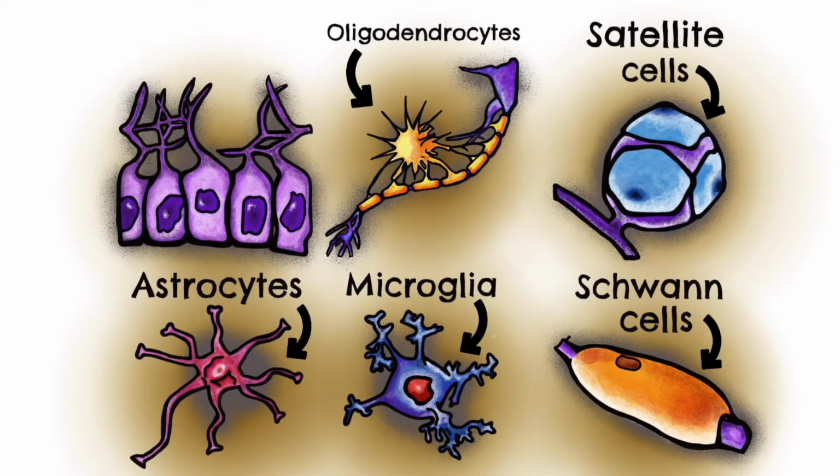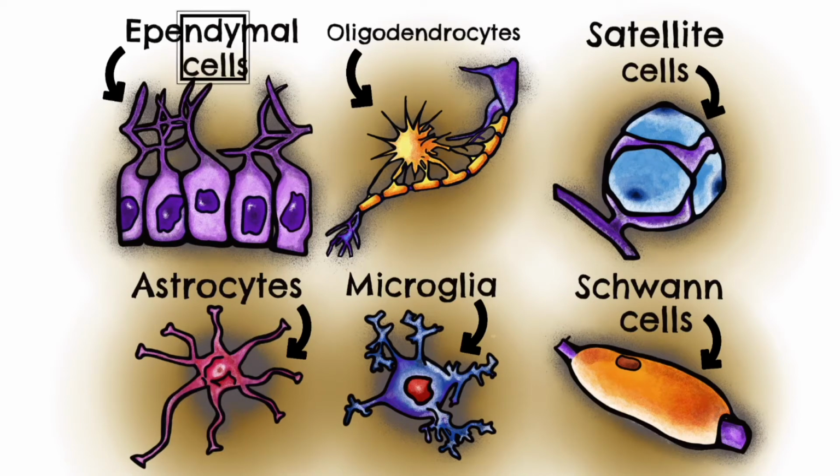Astrocyte is a Greek word for star cell, which is an apt description for this glial cell. Its role is complicated, but it supports the structure of the brain by offering metabolic support, contributing to the maintenance of the blood-brain barrier, and modulating blood flow. Last but not least, ependymal cells are specialized epithelial cells which line the ventricles in the brain and the central canal of the spinal cord.